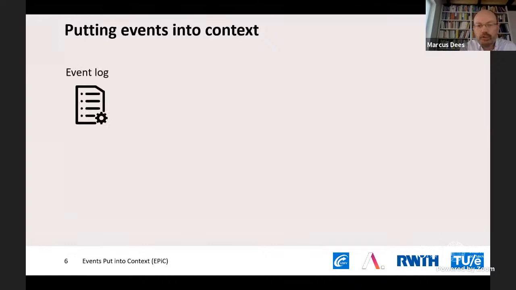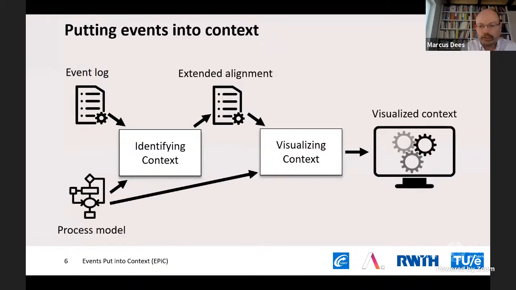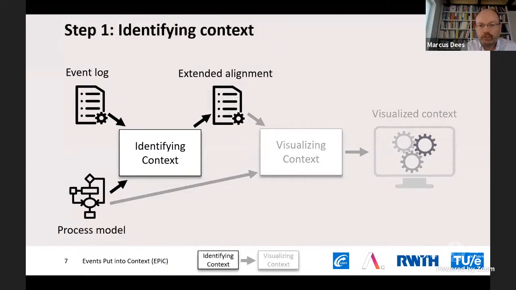We have a two-step approach. We start with an event log and a process model, which can be discovered or hand-drawn. We use the concept of alignments to combine both, and we obtain an extended alignment, which is an alignment with some extras. I'll come back to that later. This alignment together with the process model is then used to visualize the context. So how do we do this?